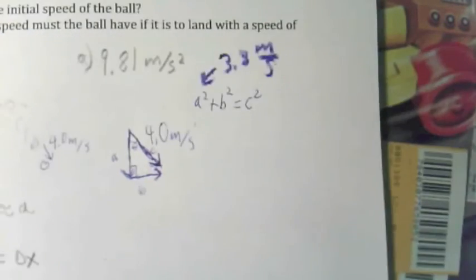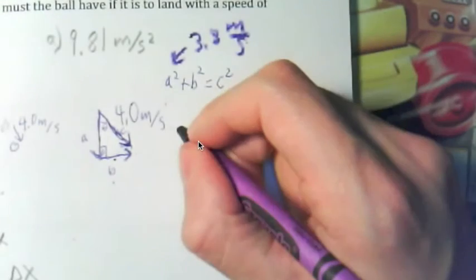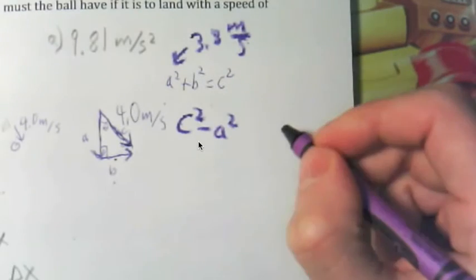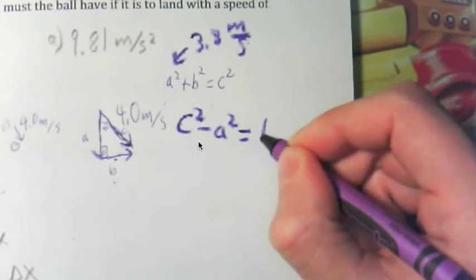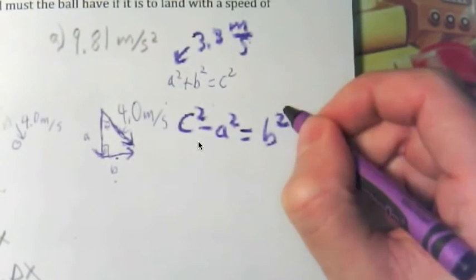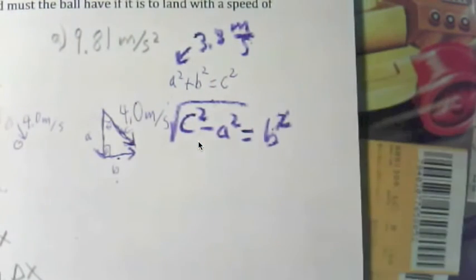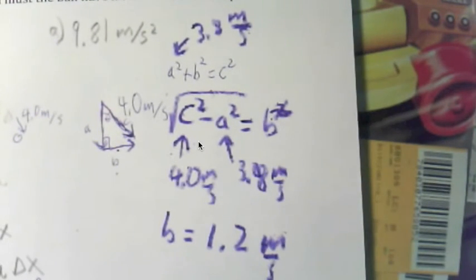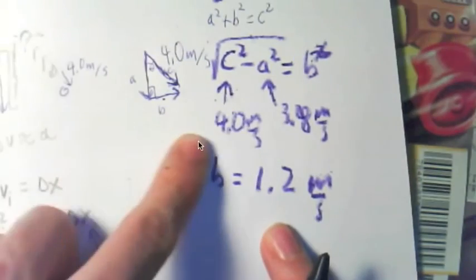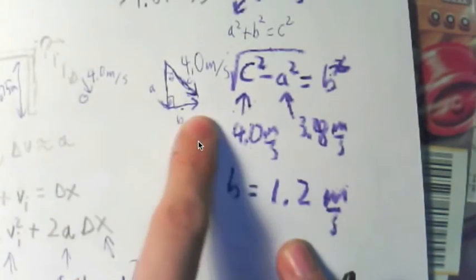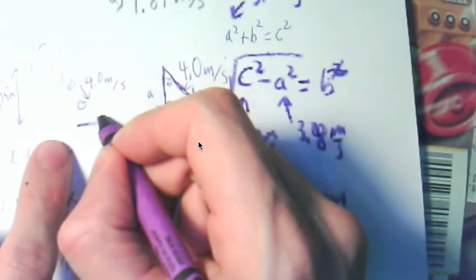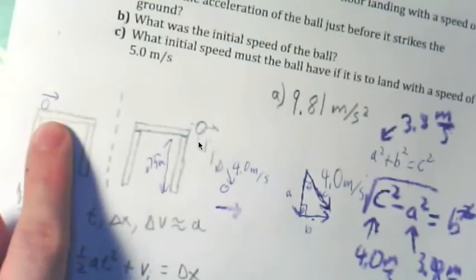Great. Okay. We know A, we know C, we can finally find what B is. So this is going to be C squared minus A squared is equal to B squared. Great. And if we want to get rid of that squared on that side, we'll just square root this side and just plug your numbers in. Okay, so we found the bottom side of our triangle. We found the horizontal speed of the ball. And you might be saying, okay, well, hang on, that's the horizontal speed of the ball down here. I want to know what it is up here.